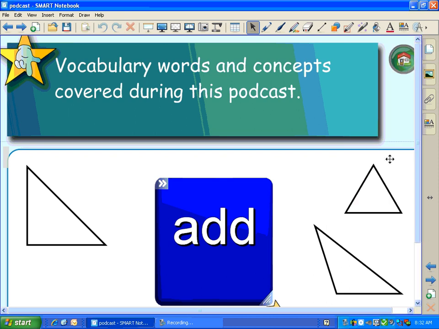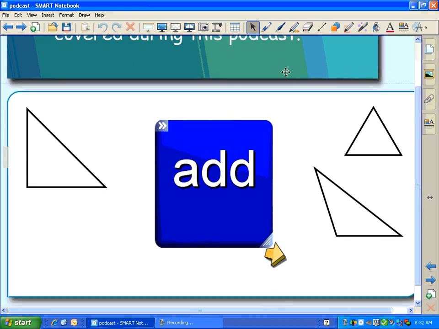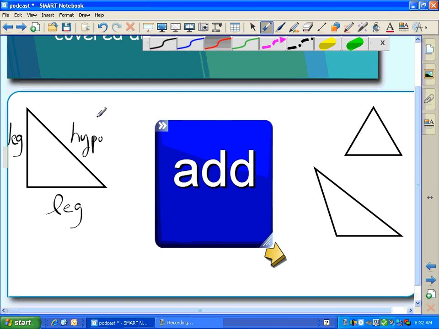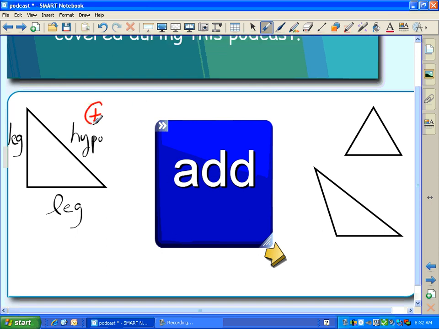Vocabulary words for today's podcast. Remember, if you're looking for a leg or the hypotenuse, there is a difference. If you're looking for the hippo, he's going to add to your grocery bill. If you're looking for the hypotenuse, you're going to have to add when you're doing the Pythagorean theorem.